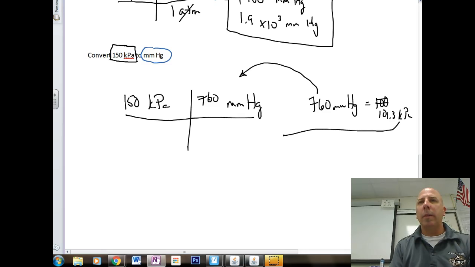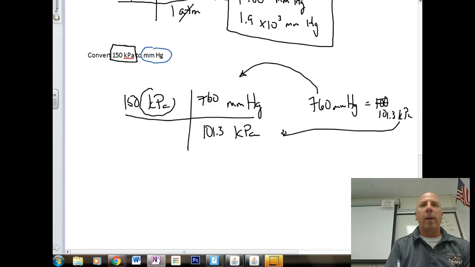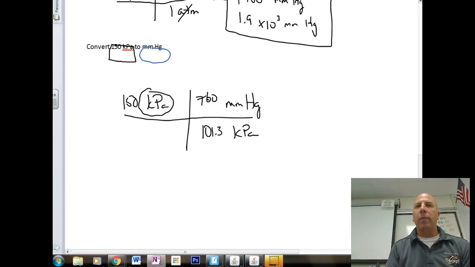And on the bottom there, we're going to put 101.3 kPa. We know we used the kPa and not the atm because our known value is in kPa. And so in this problem, what we're going to do is multiply and then divide. So 150 multiplied by 760 divided by 101.3 kilopascals.